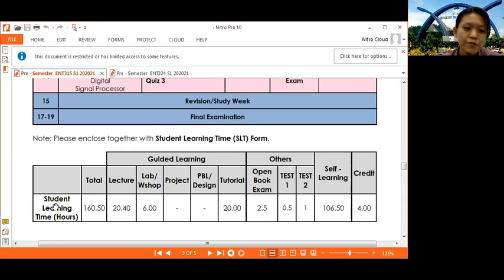For this subject, in total we have 160.5 hours. Lecture time is around 20.4 hours. For our lab, we have 3 labs, each lab is 2 hours, so we have 6 hours of lab. Then we have 4 tutorials and some discussions, so the total is around 20 hours for tutorial. For the open book exam, we will have 2.5 hours, plus test 1 and test 2. Then your total self-learning time is around 106.5 hours. So the total for this subject is 4 credit hours.